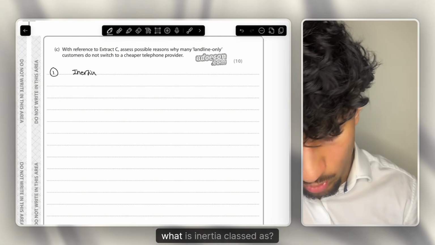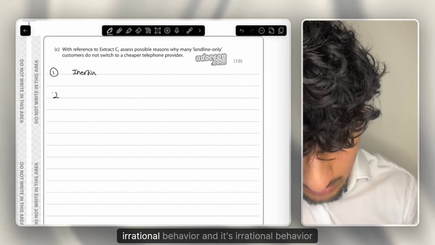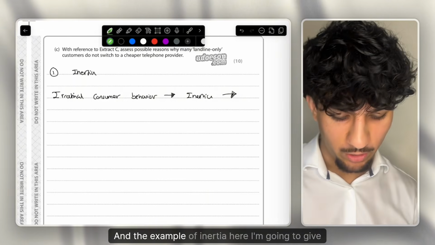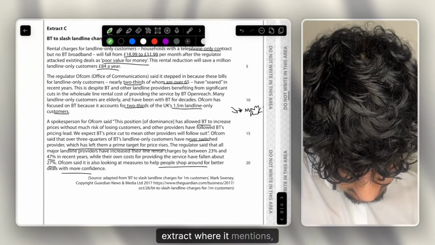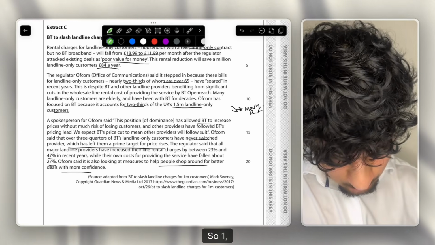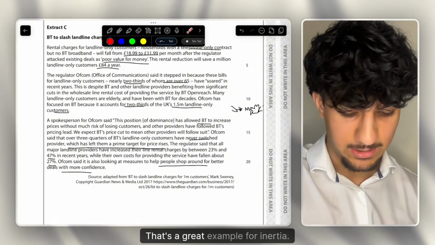So first things first, what is inertia classed as? What do we learn it in the spec as? It is irrational behaviour, and it's irrational behaviour by consumers. Okay, and the example of inertia here I'm going to give is from the extract where it mentions, I believe, 1/3 of BT's landline customers have never switched. That is a great example for inertia.